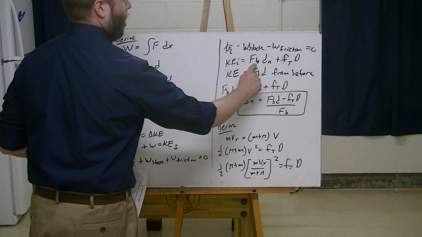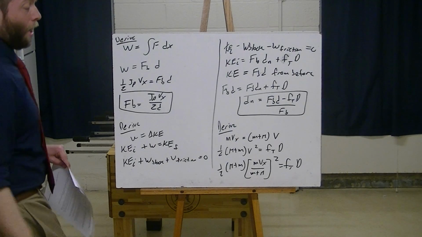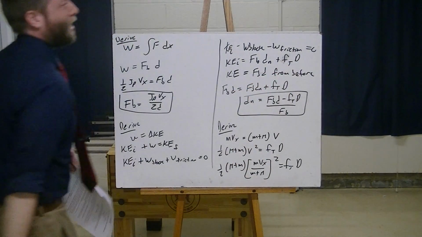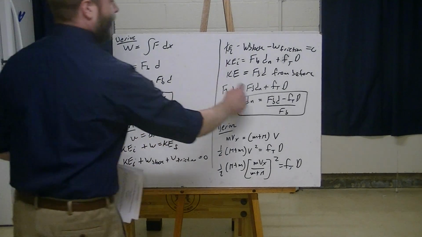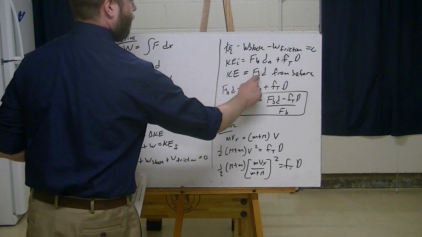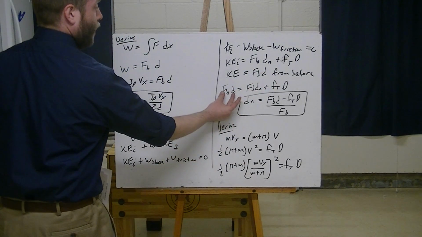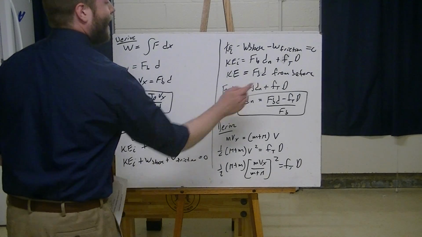The work done by the block is the force of the block times the distance that the projectile goes into the block, plus the force of friction between the table and the block and the distance that the block travels along the table. We're going to use this kinetic energy from the previous part, FB times d from before. We're going to substitute that in over here, and now I've got FBd is equal to FBdn.